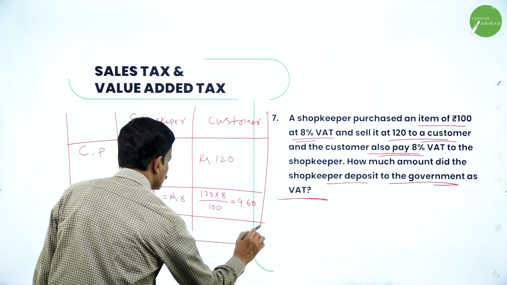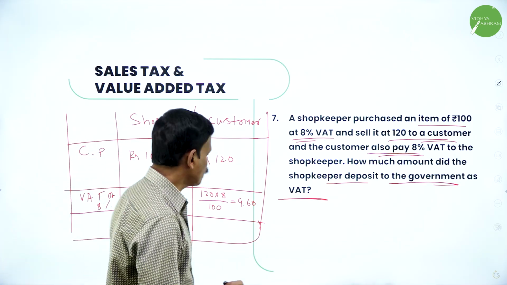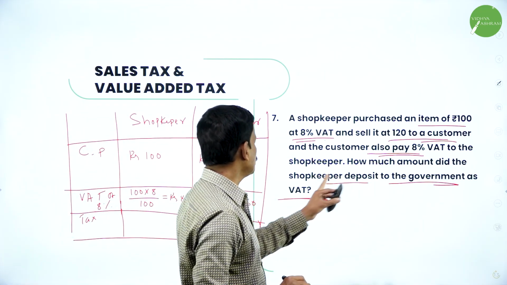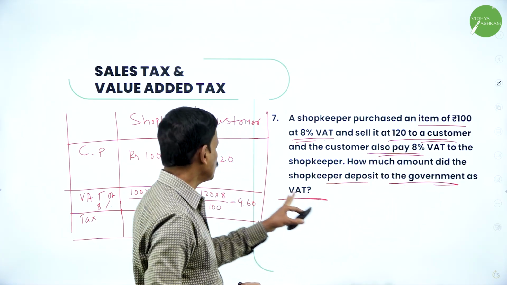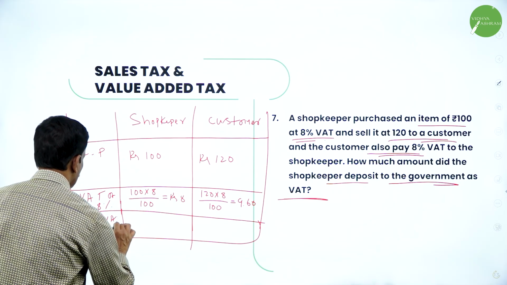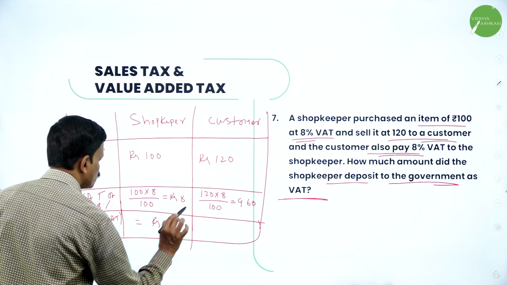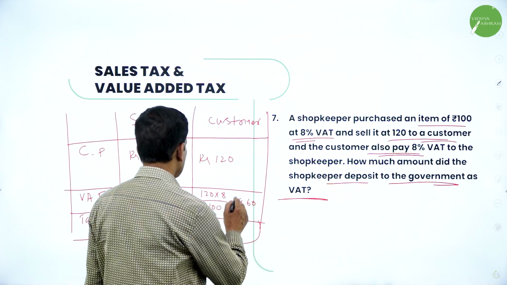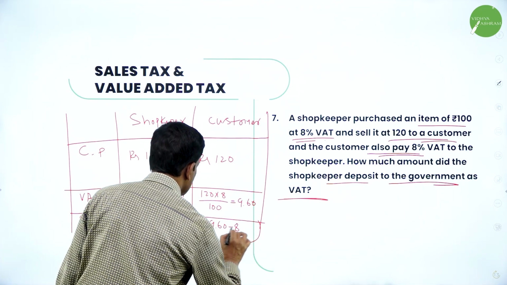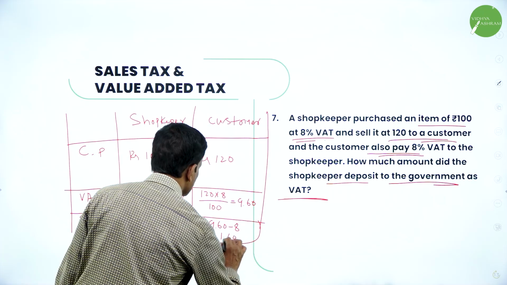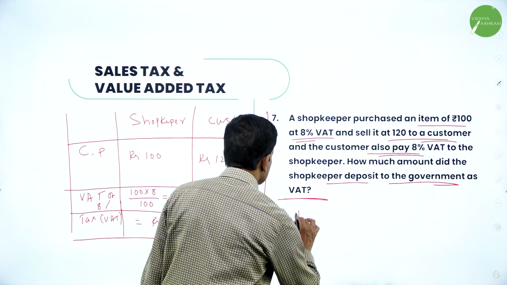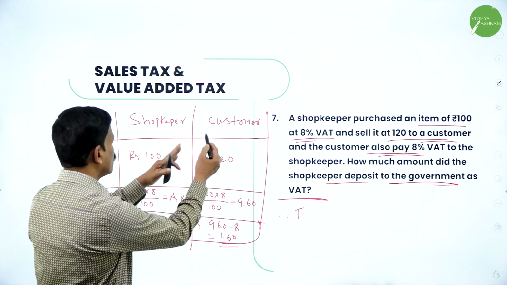Right. Now, the tax charged, what is to find? How much amount did the shopkeeper deposit to the government as the VAT? That is the tax charged. The VAT is nothing but, he is going to pay rupees 8 as it is, whereas the customer will pay how much? The difference, that's all, 9.60 minus 8, that's equal to 1.60. So this is the tax paid by the shopkeeper and the customer.